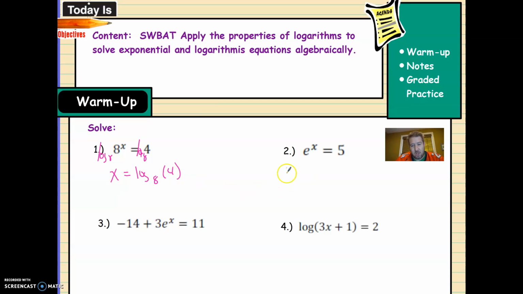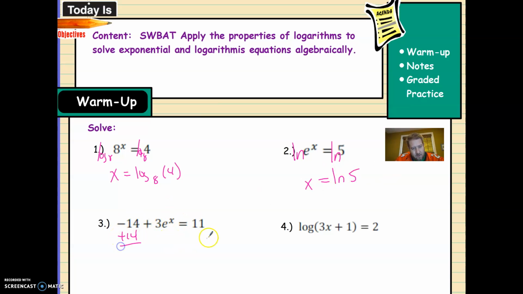And I'm going to leave it just like that because that's the precise answer, which will be the same thing as log of 4 over log of 8 if you want to use change of base property, and then you can put it into the calculator and round it to the nearest decimal. Over here, natural log of both sides, x equals natural log of 5.